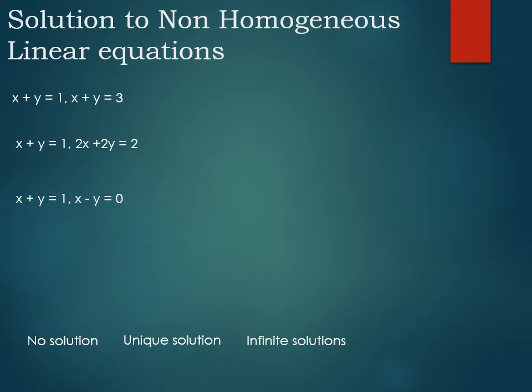Let us consider solution to non-homogeneous linear equations. The linear equations with two variables represents straight lines. So here we have taken three examples of pair of straight lines. Let us now check whether these pair of lines are consistent, inconsistent, or what type of solution they have.